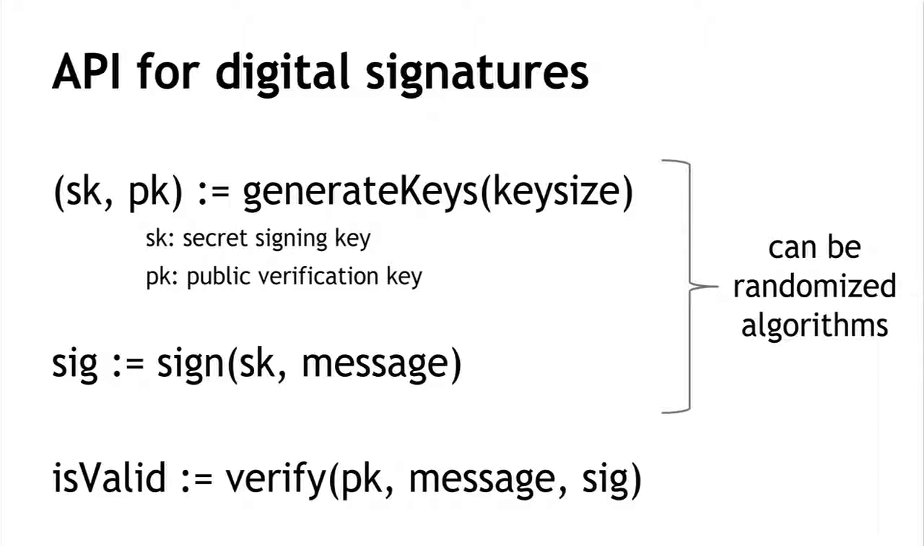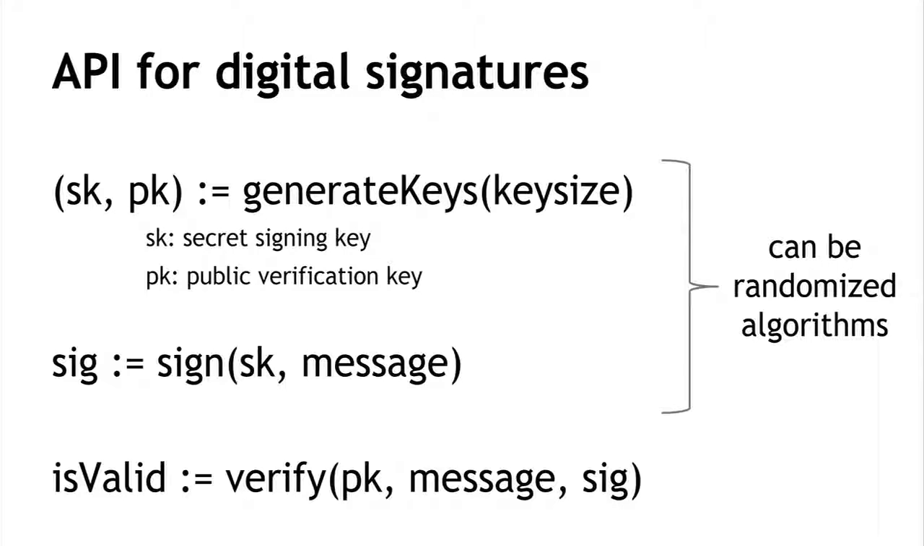SK is a secret signing key. This is information you keep secret that you use for making your signature. PK is a public verification key that you give to everybody and that anybody can use to verify your signature when they see it. The second operation is the sign operation. You take your secret signing key and some message that you want to put your signature on, and it returns sig, which is a signature. It's just some string of bits that represents your signature.